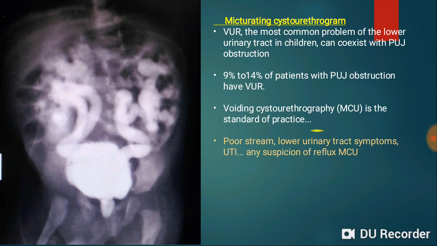But this point has been challenged by the newer generation. They say that there is a lesser chance of coexistence between pelviureteric junction obstruction and vesico-ureteric reflux, and since it is an invasive investigation, MCU should only be performed if there are features suggesting posterior urethral valve. But the debate is still going on. Anyway, if there is a poor stream, lower urinary tract symptoms, urinary tract infection, or any suspicion of vesico-ureteric reflux or posterior urethral valve, we should always go for a micturating cystourethrogram.